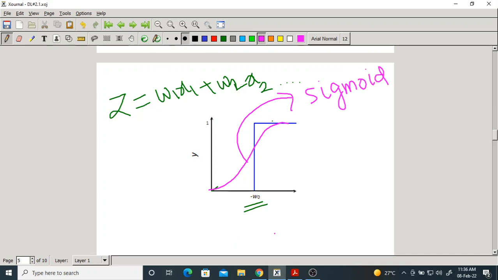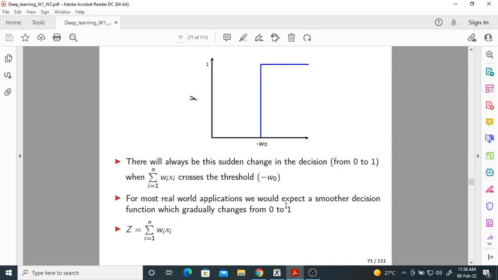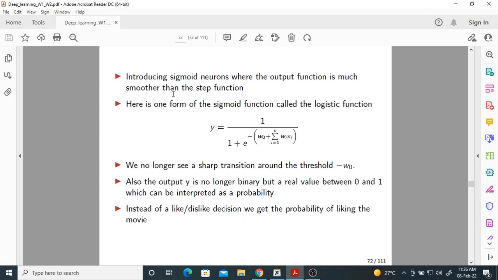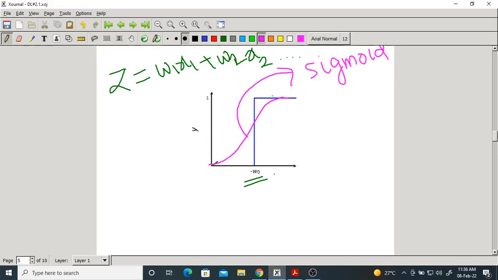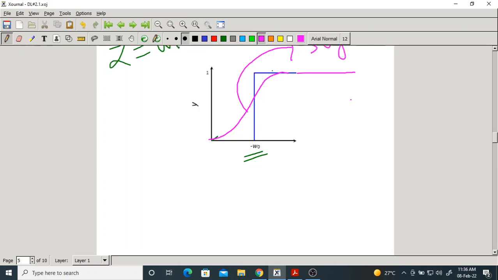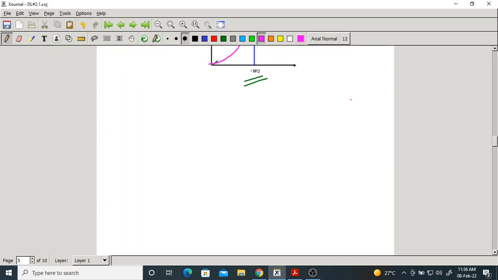This is sigmoid. So introducing a sigmoid neuron, where the output function is smooth, much smoother than the step function. So we will have a smooth transition, a smooth change of decision from 0 to 1, not a sudden change like a step function. I hope you know this is a step function, right? This step function.